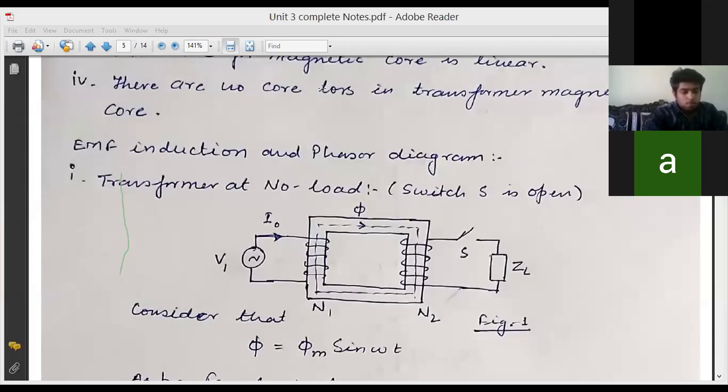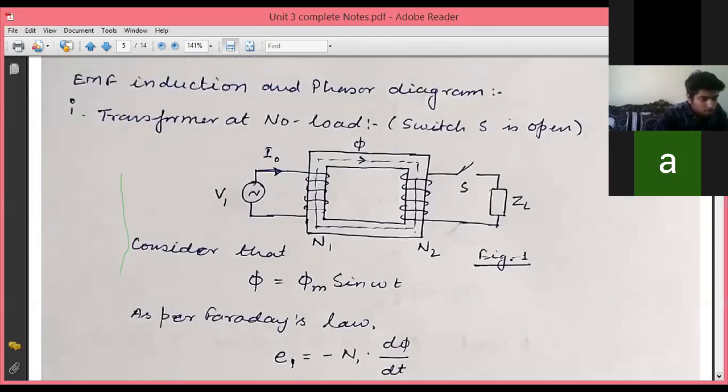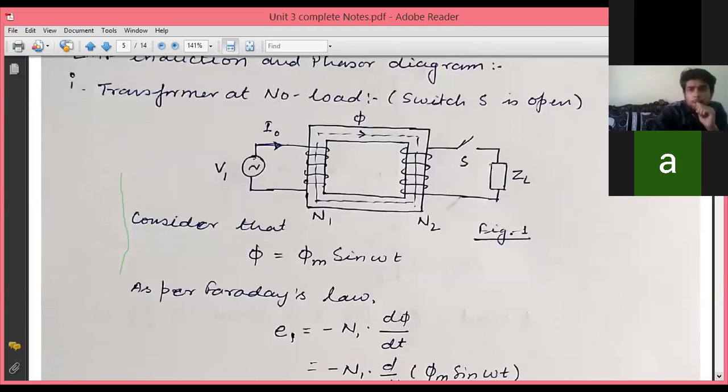So in this situation, when we are applying primary voltage, primary current, primary induced EMF, flux established in the magnetic core, and the secondary EMF induced, these would be the discussion of this part, that is the transformer at no load. It is already written in brackets, switch S is open. Now just see the diagram and we will start with this one.